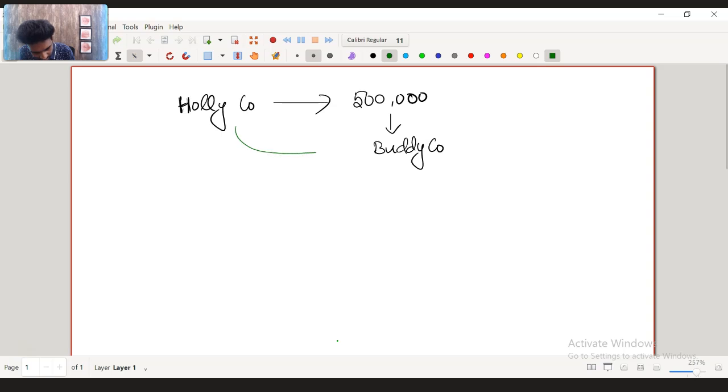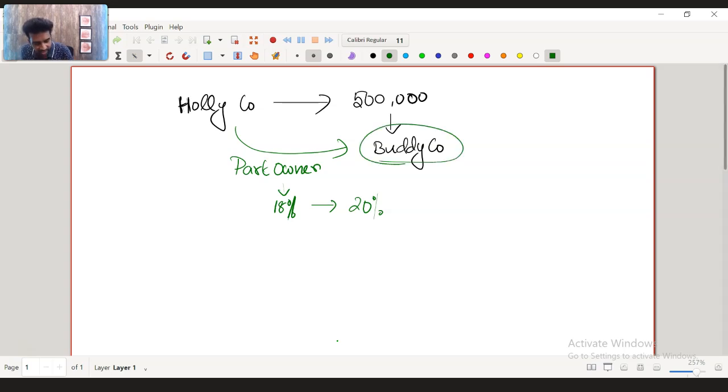Now Holy Co is a part owner of Buddy Company. The ownership percentage is 18%. Now, what is the biggest risk here? If the ownership percentage was 20%, then Buddy Company would have been an associate entity. And if it was an associate entity, then it would have to be treated under IAS 28, investment in associates.